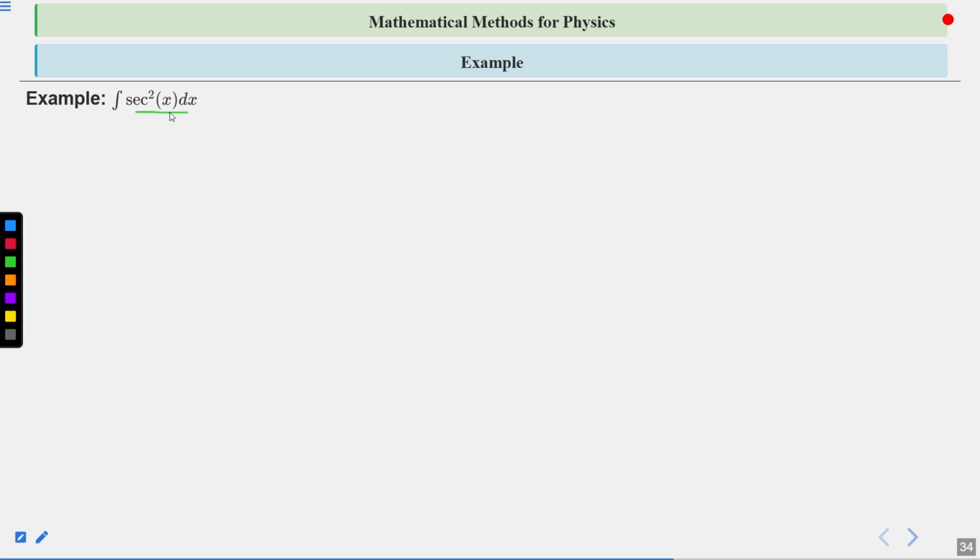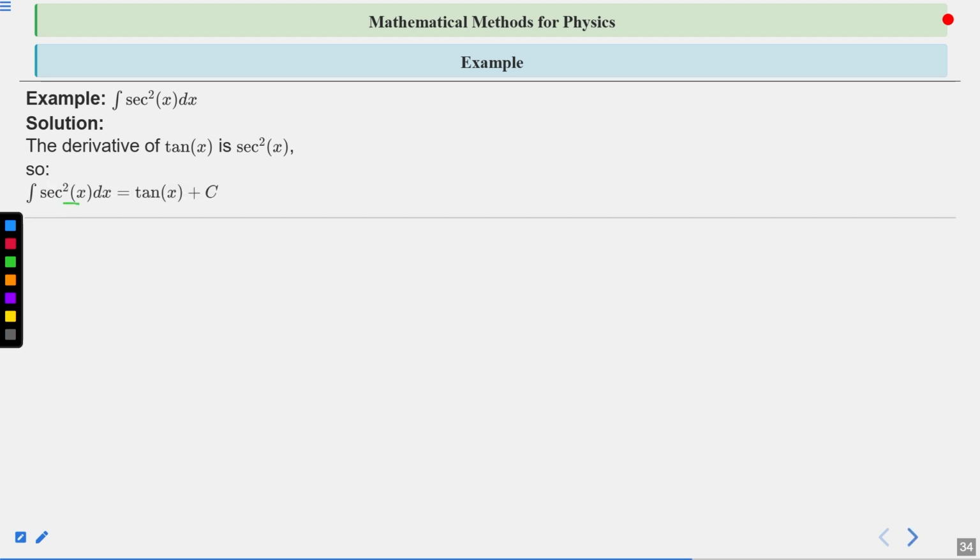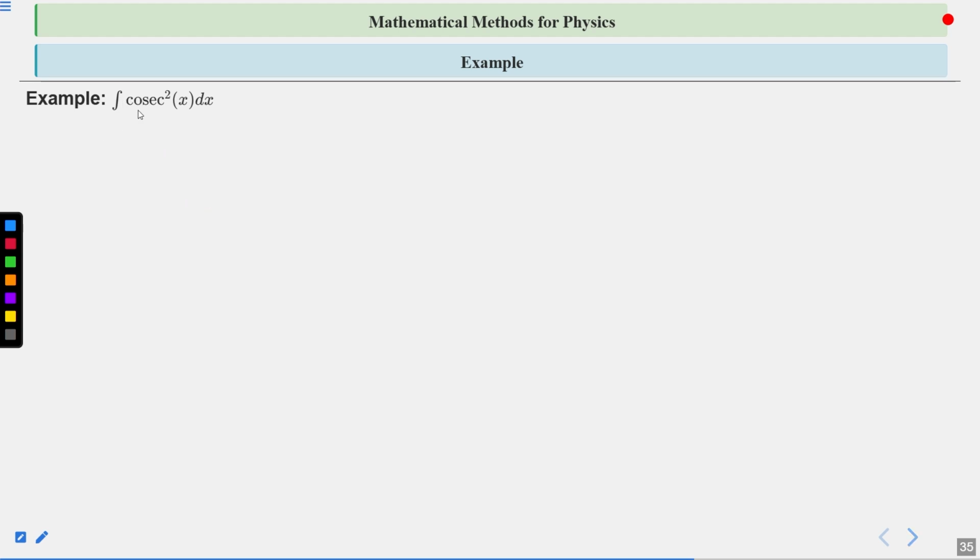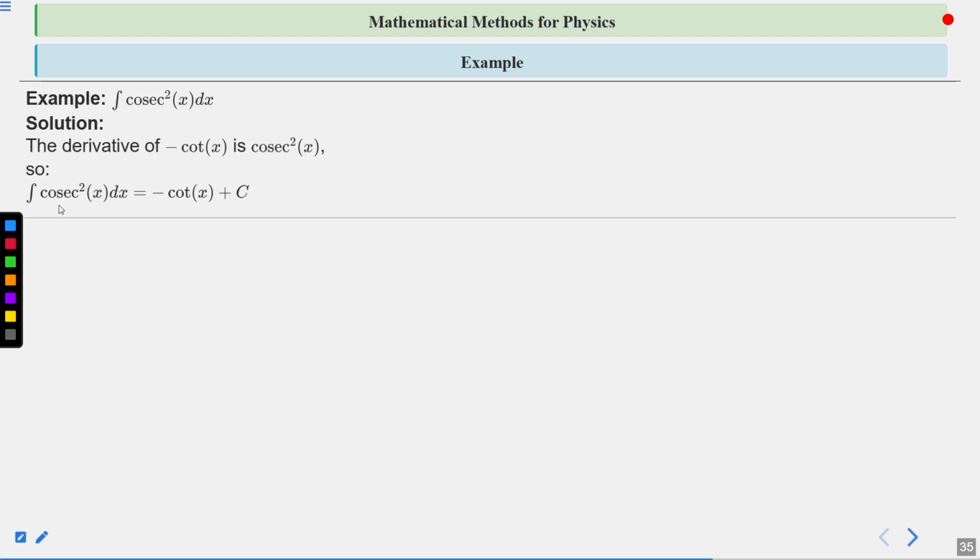Integration of sec square x dx is what? Solution. The derivative of tan x is sec square x. So the integration of sec square x dx is equal to tan x plus c. Integration of cosec square x dx is what? Solution. The derivative of minus cot x is cosec square x. So the integration of cosec square x dx is equal to minus cot x plus c.